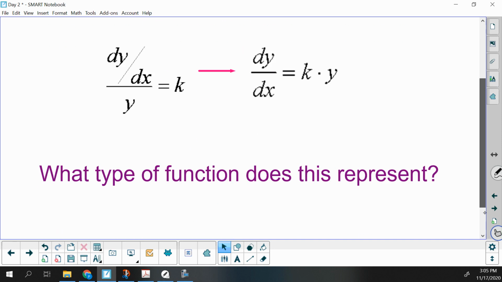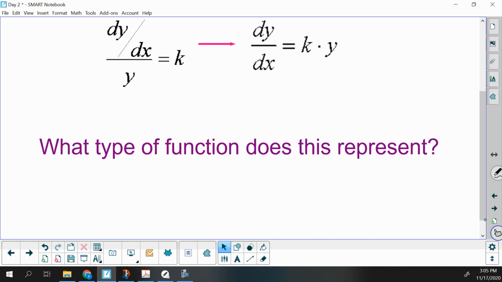We'll take a second and think about what type of function is this? Are there any functions that we've seen so far this year that when you take its derivative, it's just a constant times that original function?